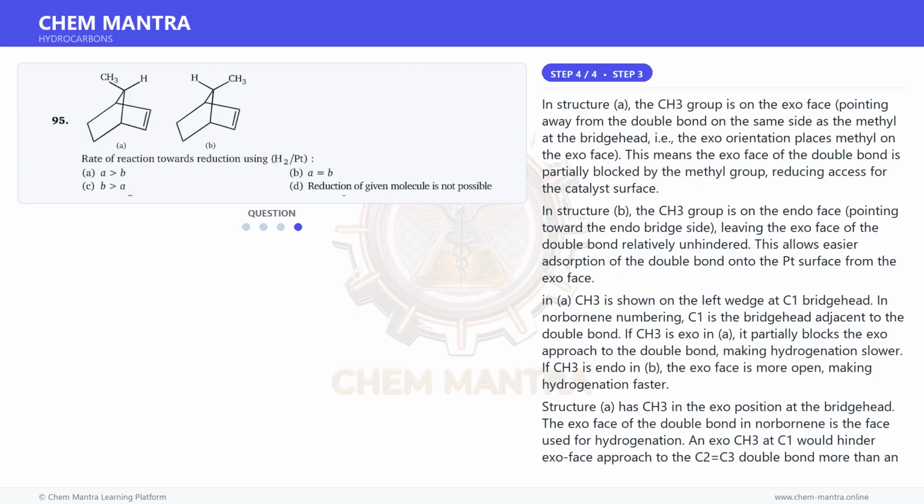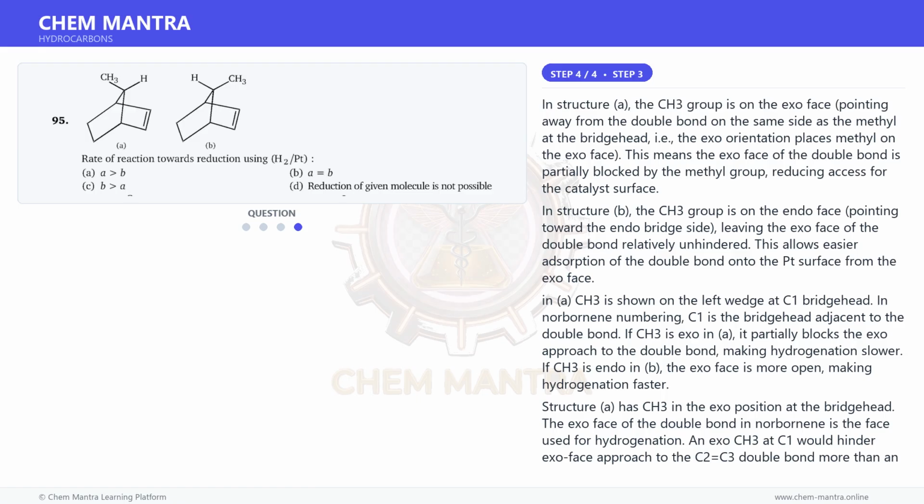Structure A has CH3 in the exo position at the bridgehead. The exo face of the double bond in norbornene is the face used for hydrogenation. An exo CH3 at C1 would hinder exo face approach to the C2=C3 double bond more than an endo CH3. Therefore A<B in rate.